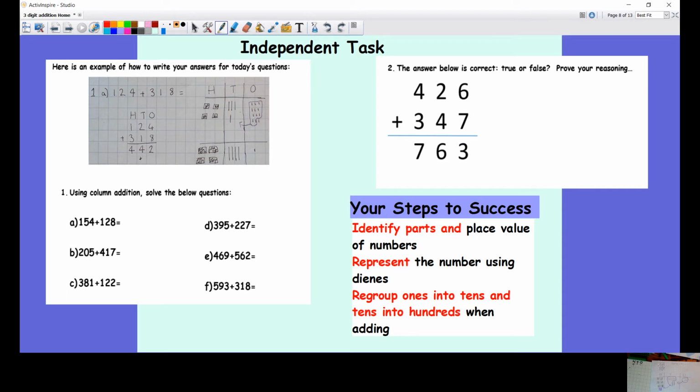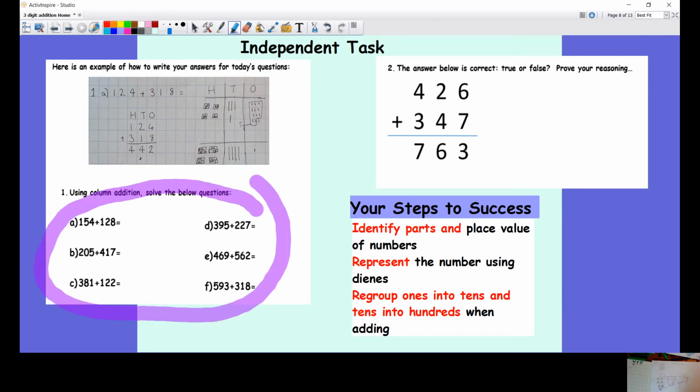So your priority is to complete question 1. If all you can manage is question 1, that is fantastic. You've also got a reasoning with question 2, and also as well there is a page with some challenge questions. But as I said, what I want to see is question 1 answered, because it's got all the different types of regrouping. You've got your steps to success here.